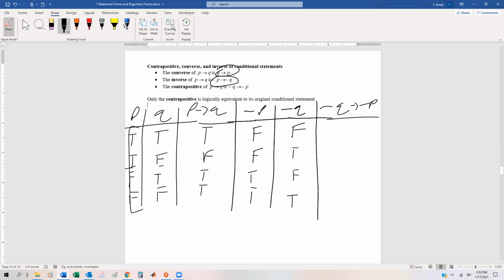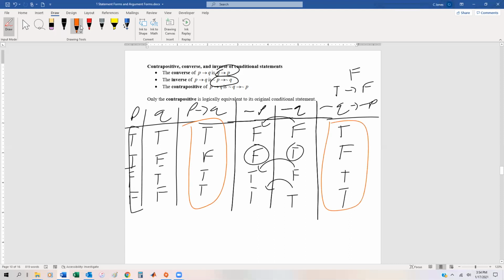And again, the only time that we end up with a false statement is when not Q is true and not P is false. So if we have true implies false, that output is going to be false. And the only time that happens, not Q is true, implies false, is right here. All the other times we have false implies false, so that's true. We have false implies true, so that's true, and true implies true, so that's true. And check this out. This column and this column are logically equivalent to one another. So we verified that the contrapositive is indeed logically equivalent to the original conditional statement.